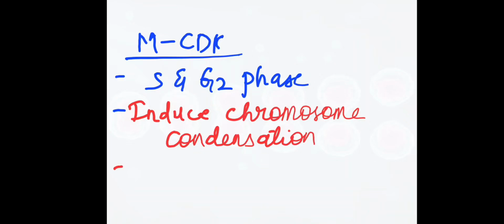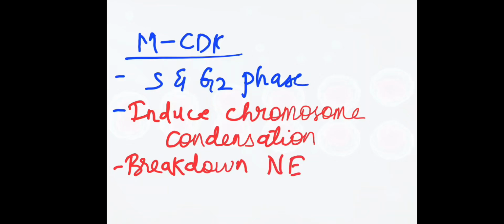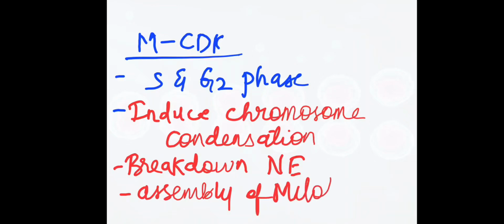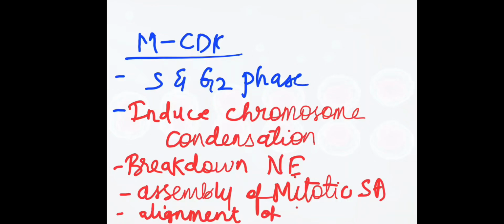First, they induce chromosome condensation, then they break down the nuclear envelope. They also help in assembly of the mitotic spindle apparatus. And they have another function, the alignment of condensed chromosomes at the metaphase plate. So these are the major functions of M-CDK. They induce chromosome condensation, help in breakdown of the nuclear envelope, help in assembly of the mitotic spindle apparatus, and alignment of condensed chromosomes at the metaphase plate.